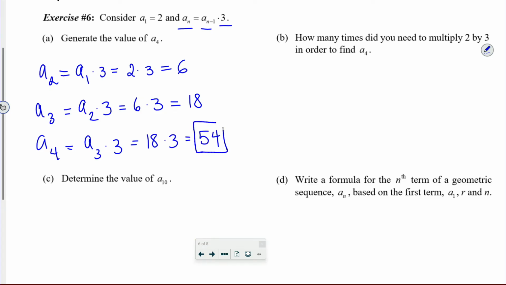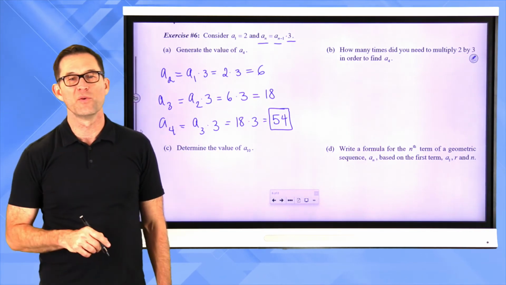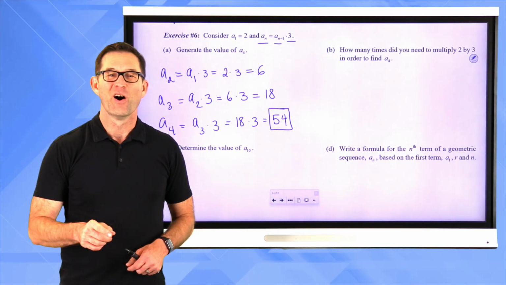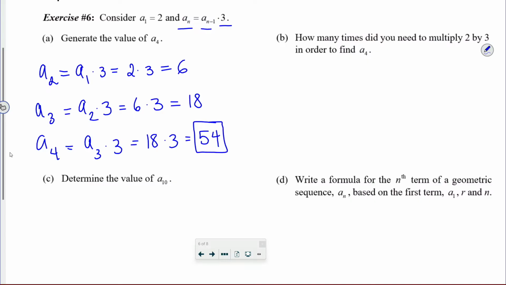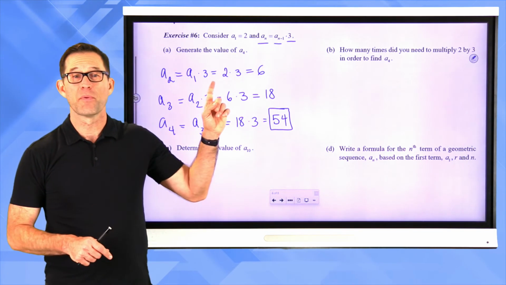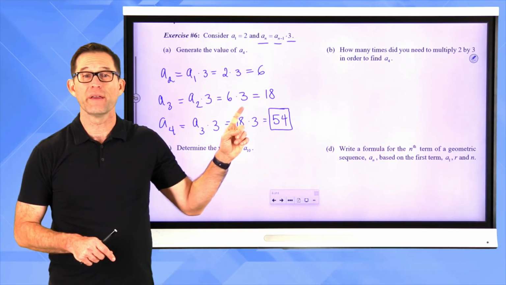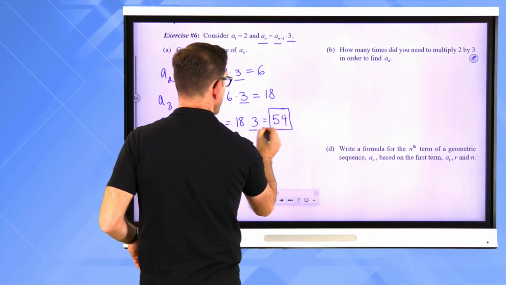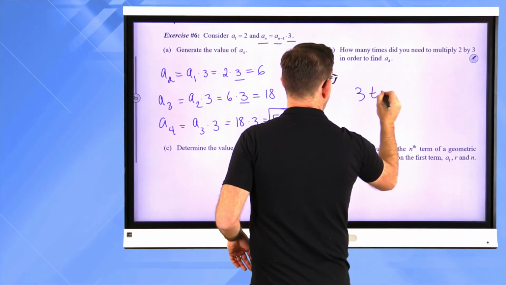All right. Had to look at that a little bit. I normally don't do 18 times 3 in my head very often, but I'm pretty sure it's 54. All right, let's take a look at letter B. How many times did you need to multiply 2 by 3 in order to find a sub 4? Well, this is pretty easy. We multiplied it by 3 once, twice, 3 times. 1, 2, 3. 3 times.